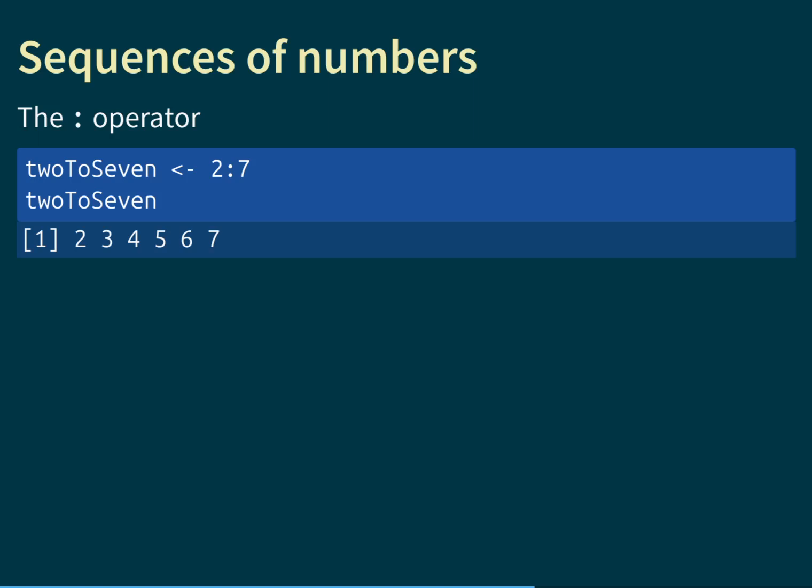So as you can see on the screen, if we define a variable called 2 to 7, and assign it the value of 2 colon 7, then this will generate a vector such that its entries are 2, 3, 4, 5, 6, 7. And if we ask for the value of the variable 2 to 7, then indeed it turns out that this is a numeric vector and its entries are exactly as I just said before.